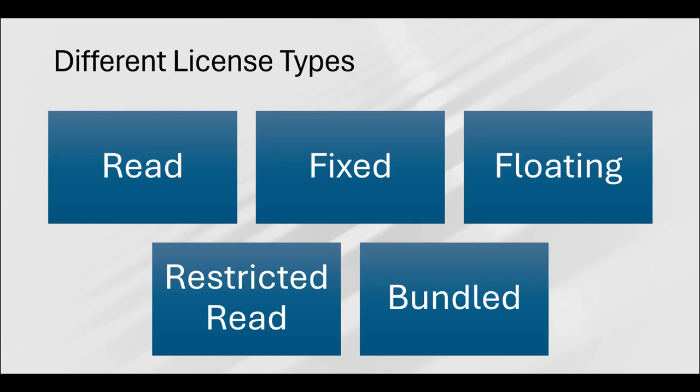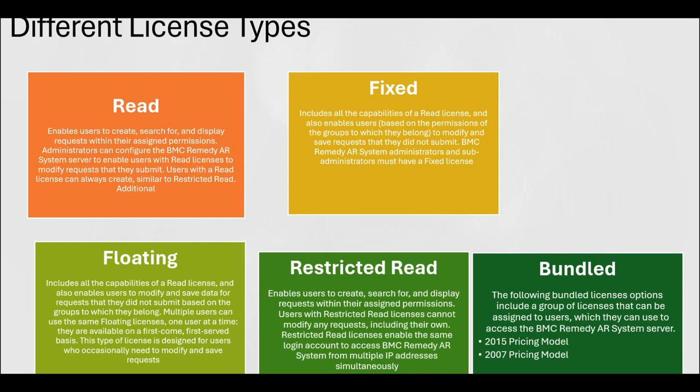Then we have floating license. Floating licenses are again similar to fixed, but they are used in a shared manner. So floating license has the concept of 1:3 or 1:5. So I can have a floating license. I can allocate this to 5 people, or I can allocate this to 3 people.